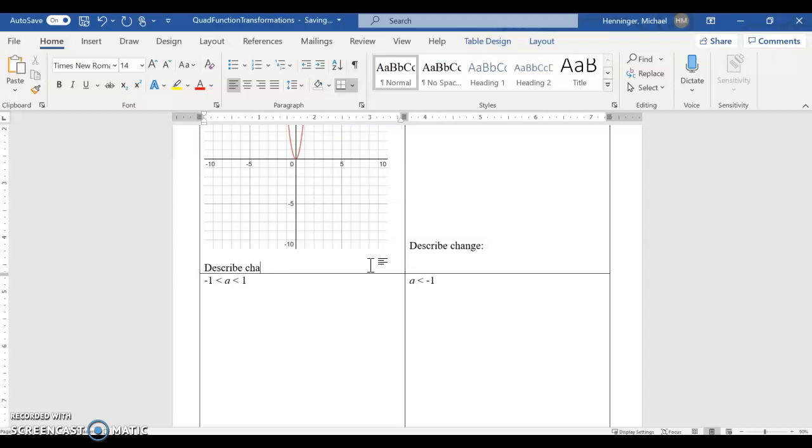Actually, I can describe the change. This graph is narrower. It's much more narrow than the original. Okay.